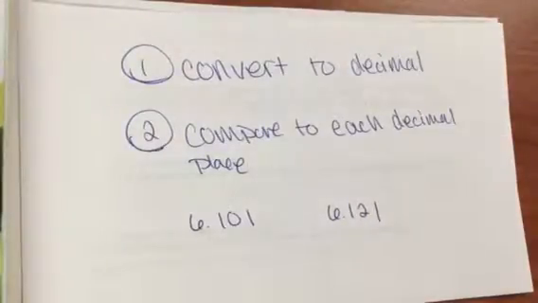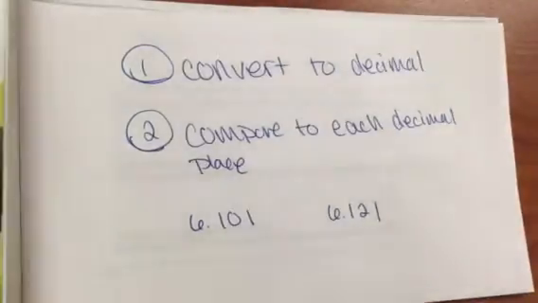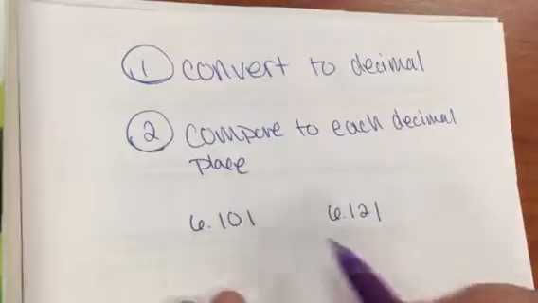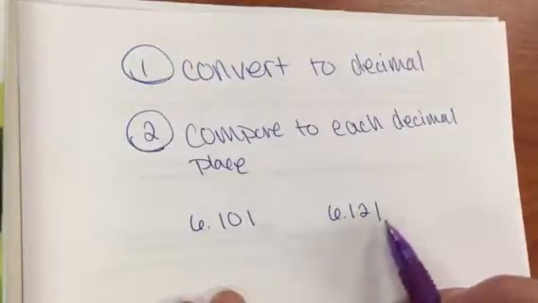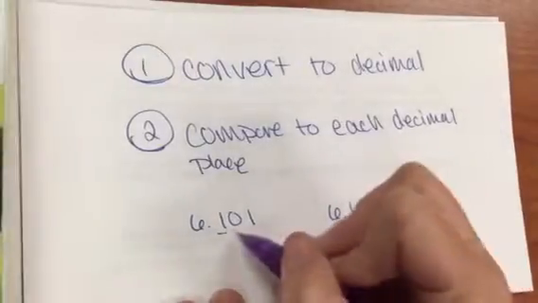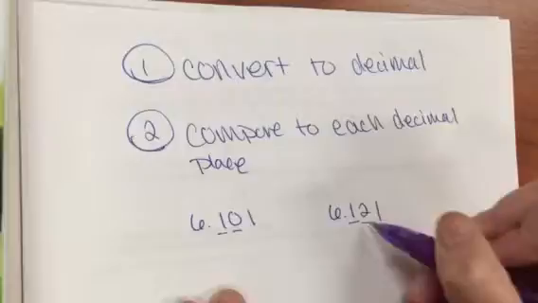To order real numbers, first things first, convert them all to decimals. If you really want to, convert them to fractions, but decimals will be the best choice. Then you compare each decimal place by place. So if I have 6.101, I have to compare it to 6.121. Is the 6.1 the same? That's the same thing. Then I look at the 0 and the 2. Well, which one's greater, 0 or 2? The 2 will be greater.